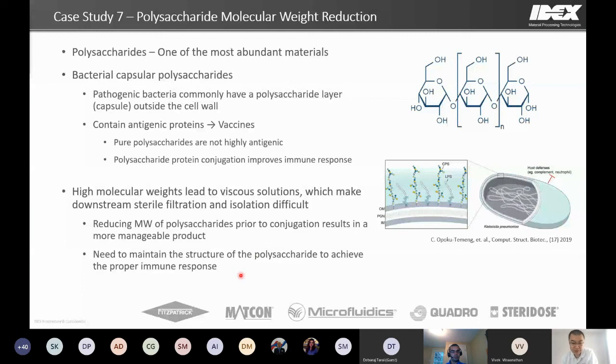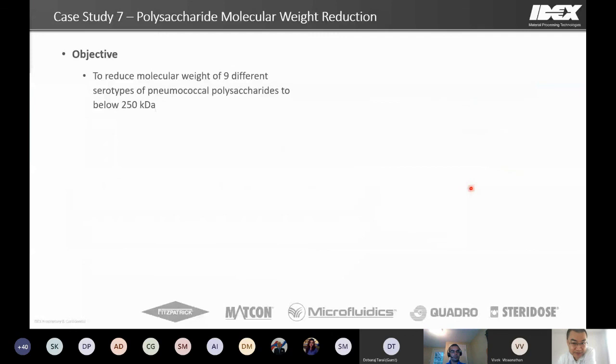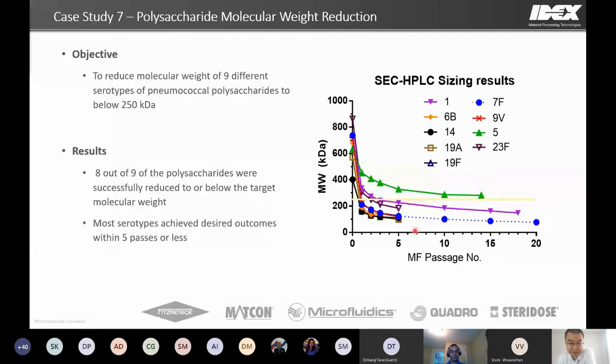Microfluidics technology actually works very well for this application, as you can see from this case study here. The goal of this study was to reduce the molecular weight of 9 different serotypes of pneumococcal capsule polysaccharides to below the molecular weight of 250 kilodaltons. Here are the results after processing those different polysaccharide samples through the microfluidics processor. You can see this yellow line here represents the target molecular weight. And you can see that the microfluidics technology was able to successfully achieve the target molecular weight for 8 out of the 9 samples we processed.